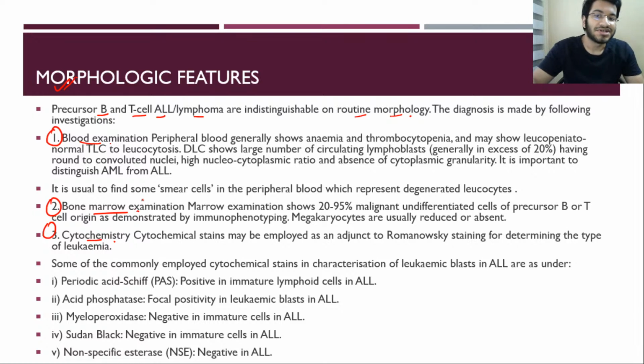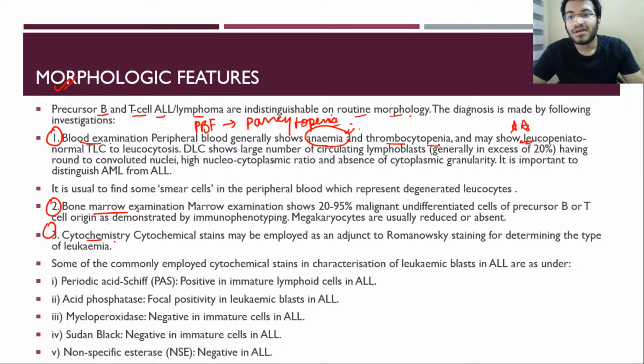First, the blood and bone marrow examination. Peripheral blood generally shows anemia, right, and thrombocytopenia, and may show leukopenia as well, right? So you can say the PBF will show pancytopenia, right?